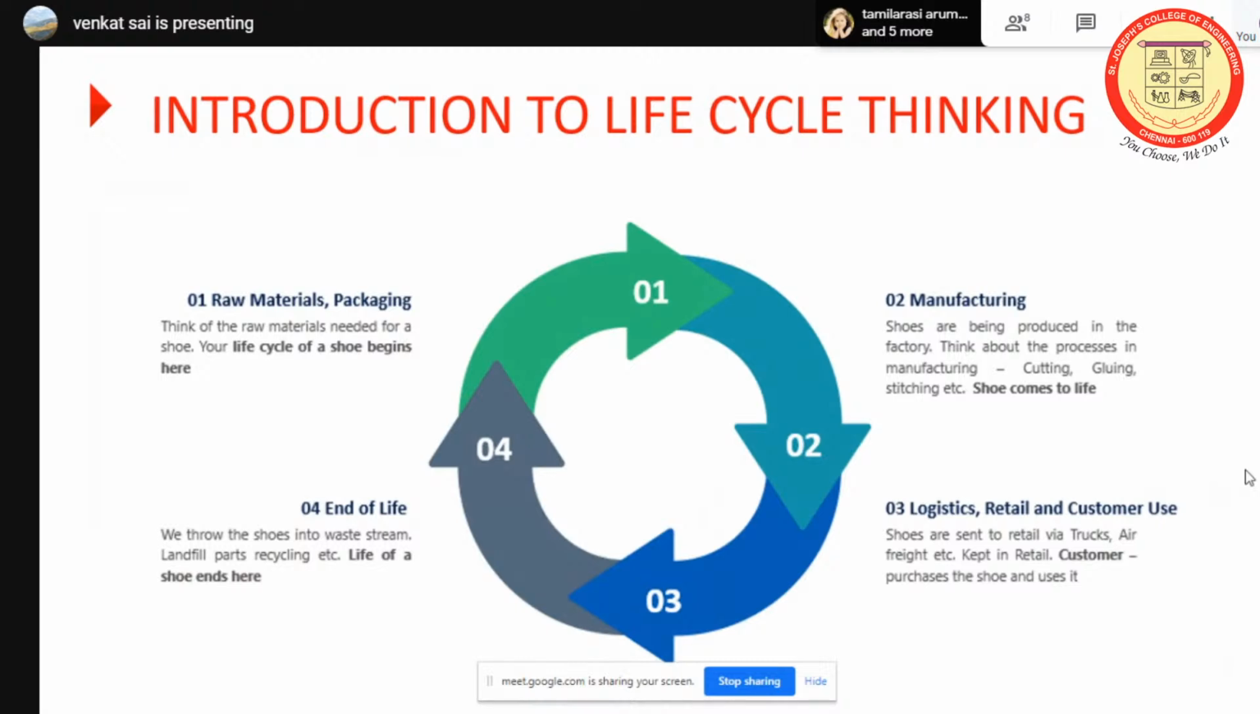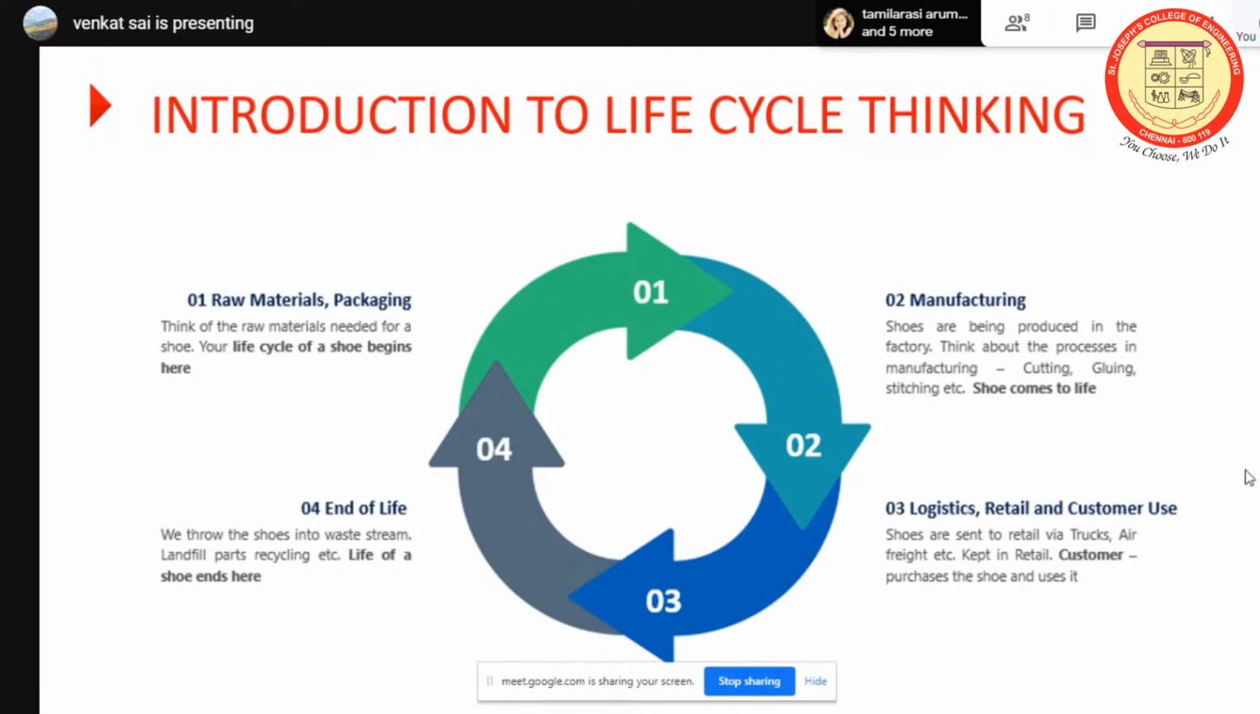What happens in the third step? It's a combination of many things together, right? Logistics: once the shoes are produced in the factory, they need to be shipped by a truck or by air freight, etc. And then they come to your retail showroom. What is the retail showroom? Your Bata showroom. I always shop in the Bata showroom in Chennai. And that is exactly what it is. You, the customer, then purchase the shoe, and then you use it happily for the next year or two. What happens then? We basically throw the shoe into the waste stream. And most likely, it goes into landfill.